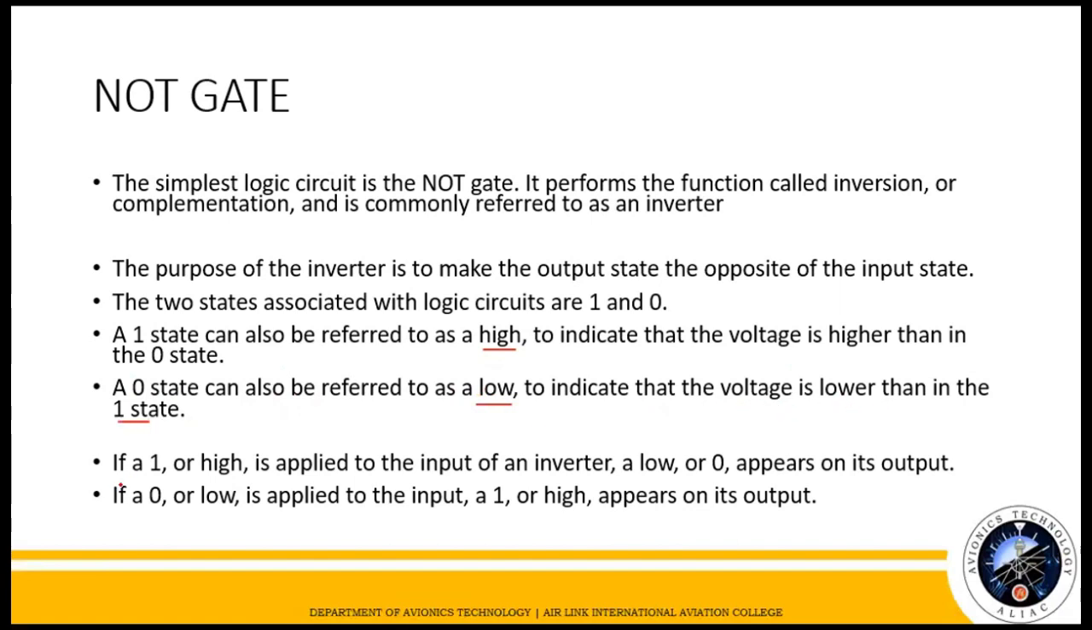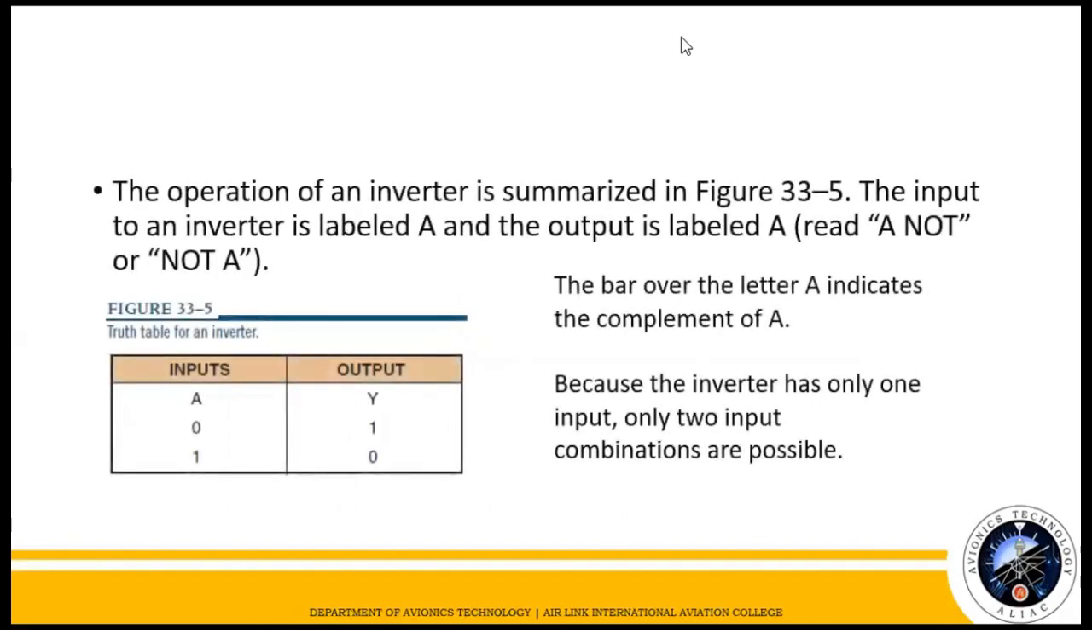So if a 1 or high is applied to the input of an inverter, a low or 0 appears on its output. If a 0 or low is applied to the input, a 1 or high appears on the output. So in the truth table, simply sa NOT gate, the operation of an inverter. The bar over a letter indicates the complement of A.